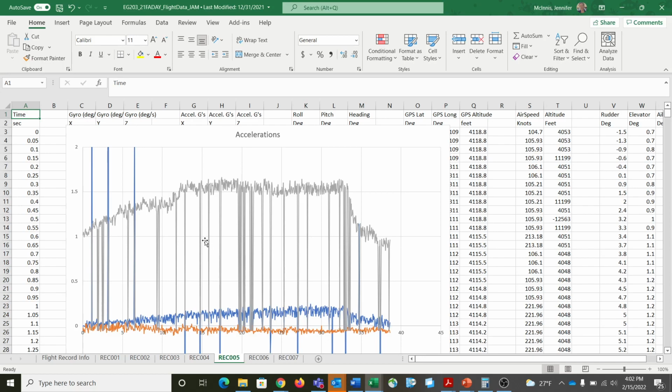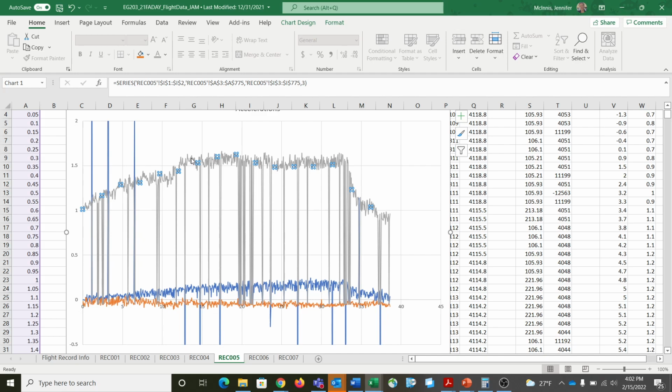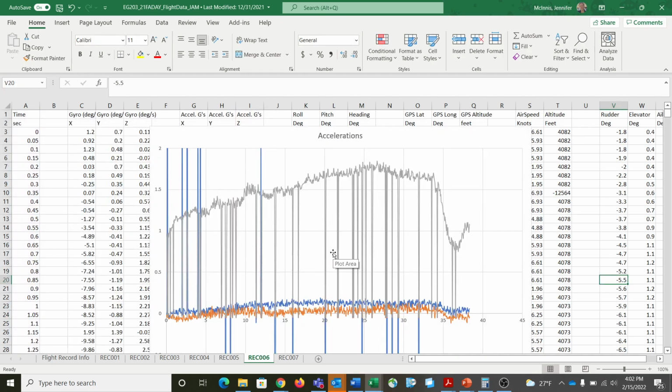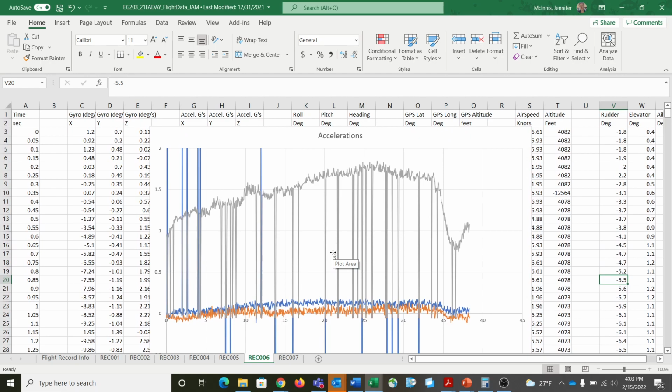When I look at a bank angle, my z direction acceleration has a pretty steady level here and a drop off at the end. What does that mean? Did it reach a 60-degree bank? These are the kinds of questions you want to think about. And so that's a primer on what you're going to be doing with this flight analysis. More to come.